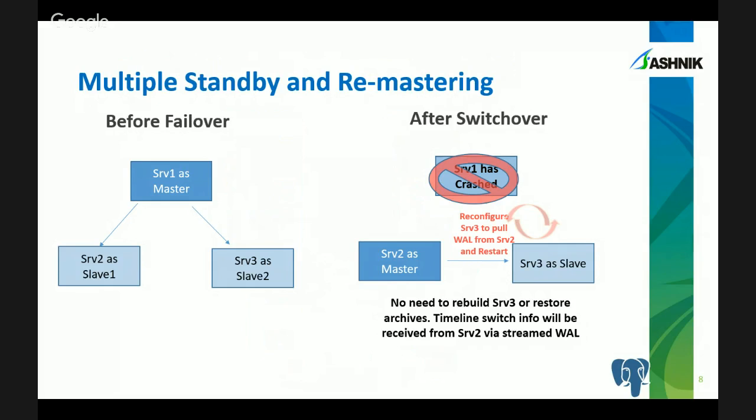There is no need to have archives in place for this particular setup. And this is facilitated since version 9.3, wherein the timeline switch info is recorded in the WAL files itself. This is further enhanced with version 9.4, wherein you can ensure that with replication slots, one of the servers is retaining the WAL files, and they are not being removed until and unless they are being consumed on the standby.